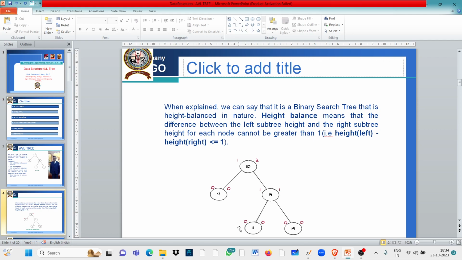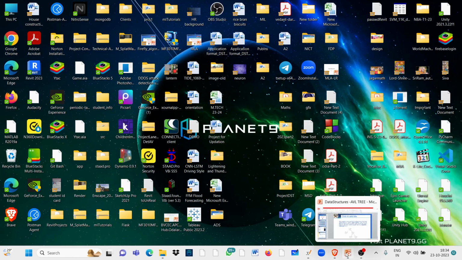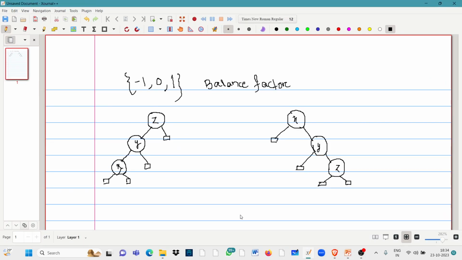It cannot exceed that one. Okay, so I'll show you one here. You can check it here. Yeah, you can see it here. So you can see then the balance factor should be -1, 0 and 1.